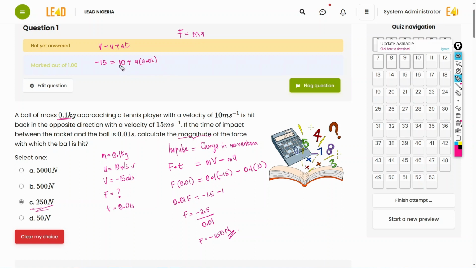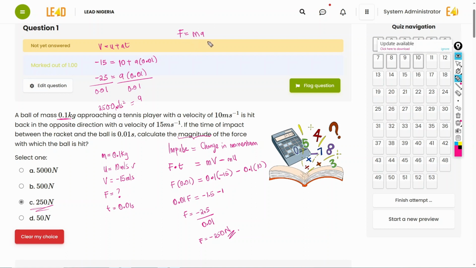So if I move this 10 over, sorry, times 0.01, sorry. Okay, so we're good. So this will be minus 25 is equal to a times 0.01. If I divide both sides by 0.01, that will make a to be 2500, right? So minus 2500 meters per second squared.